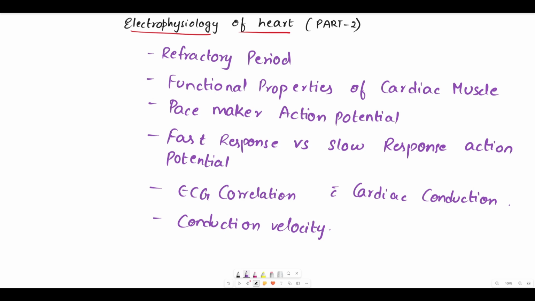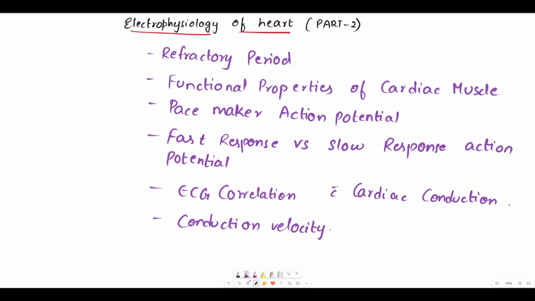In our previous video, we learned how the electrical impulses travel through the heart. But have you ever wondered why the heart never gets tired? Why it keeps beating automatically throughout life? And why it does not remain in one continuous contraction? The answer lies in some unique electrical properties of cardiac muscle.